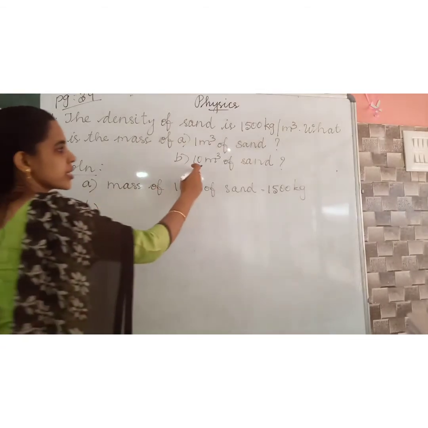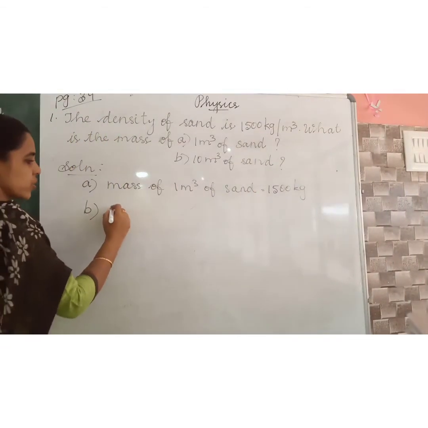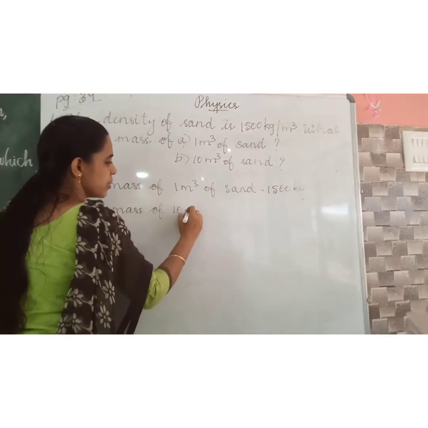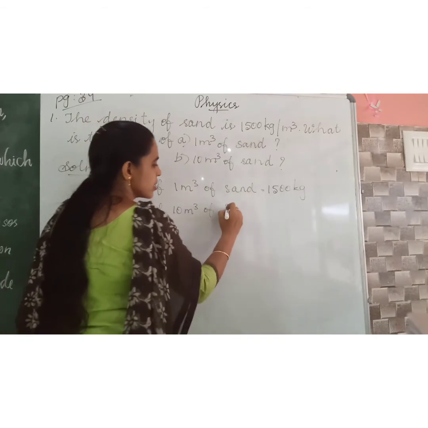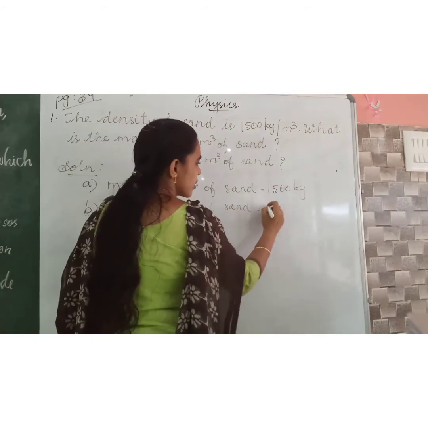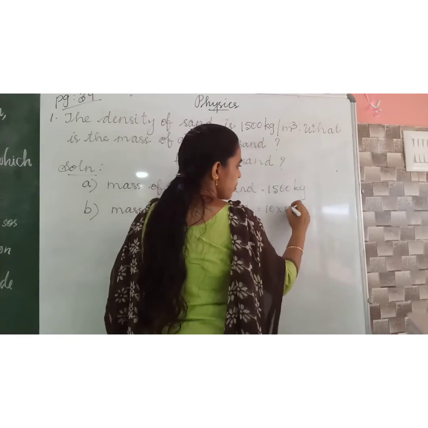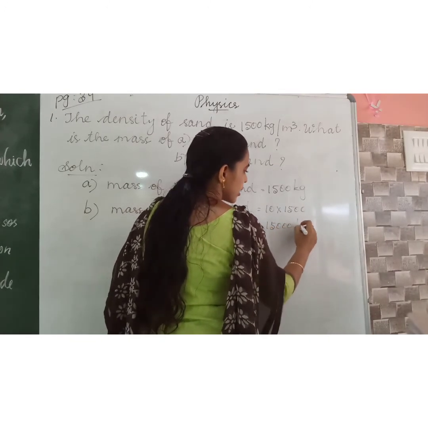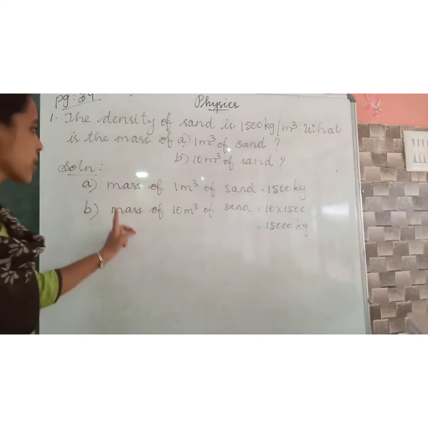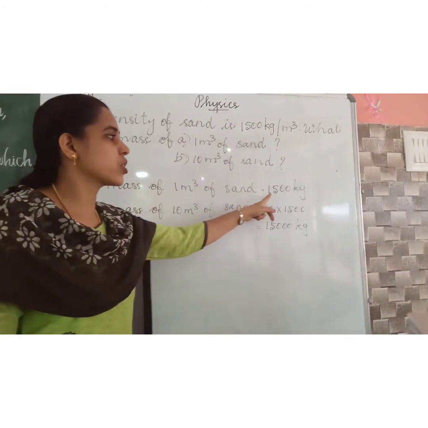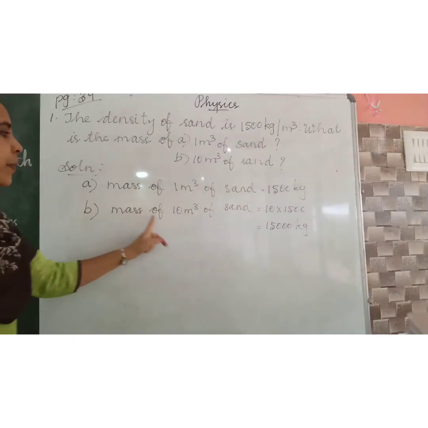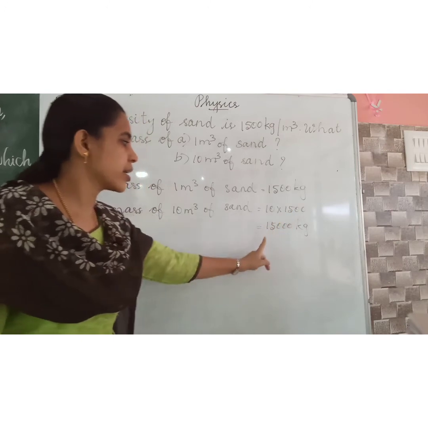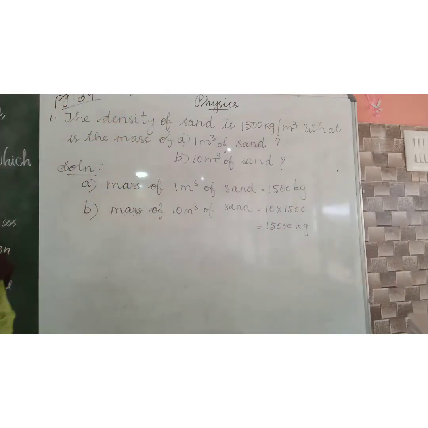Next, B, 10 meter cube of sand. So the mass of 10 meter cube of sand is equal to 10 into 1500, so 15,000 kilogram. First question: mass of 1 meter cube of sand is equal to 1500 kilogram. Mass of 10 meter cube of sand is equal to 10 into 1500, so 15,000 kilogram.